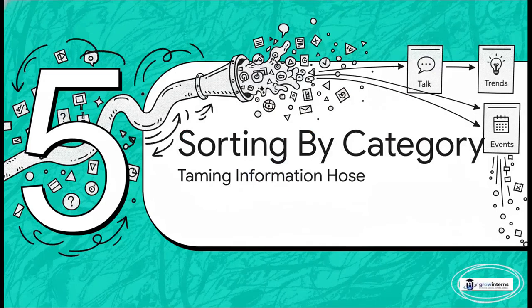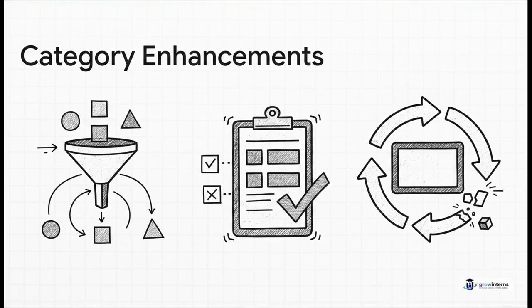Taming the information hose. So to tame that information fire hose and actually empower our users, we're going to implement a few key category enhancements. First, we update our fetch logic to target category-wise endpoints. So if the user clicks technology, we tell the API, hey, only send us tech news. Simple. Second, we're going to add prop types to our components. This is just a fantastic practice that validates the data types being passed around. It ensures our app doesn't just crash and burn if it expects a string of text but randomly gets a number instead.